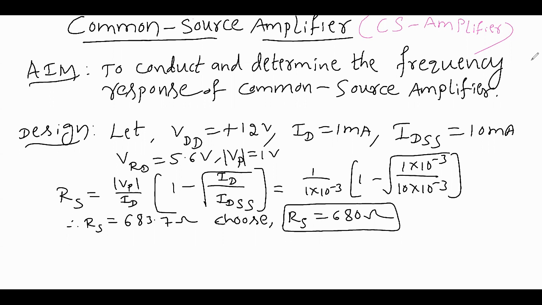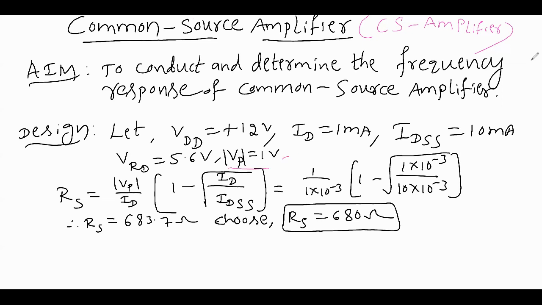So let us see the design of the common source amplifier. Let VDD equal to plus 12 volts, drain current ID equal to 1 milliamp, and drain saturation current IDSS equal to 10 milliamps, VRD equal to 5.6 volts, and VP equal to 1 volt.